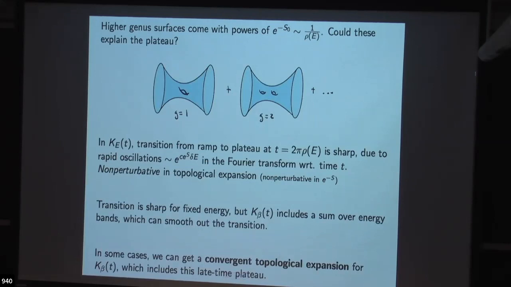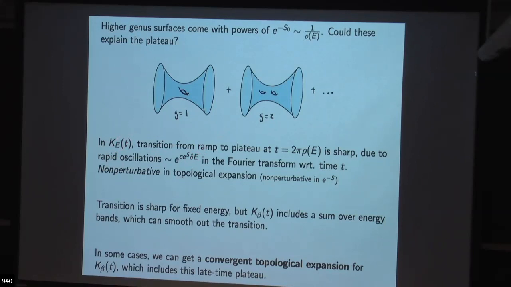So higher genus surfaces come with powers of e to the -S0. Roughly that's 1 over rho of E. And so we can ask, could the series of higher genus corrections explain the plateau in the spectral form factor? Now there's a problem with that, which is that in K(E), the transition from the ramp to the plateau is a sharp thing. It happened very suddenly at t equals 2 pi rho of E. We can understand what's going on a little bit better by Fourier transforming K with respect to t. Let's take the Fourier transform variable to be delta E.